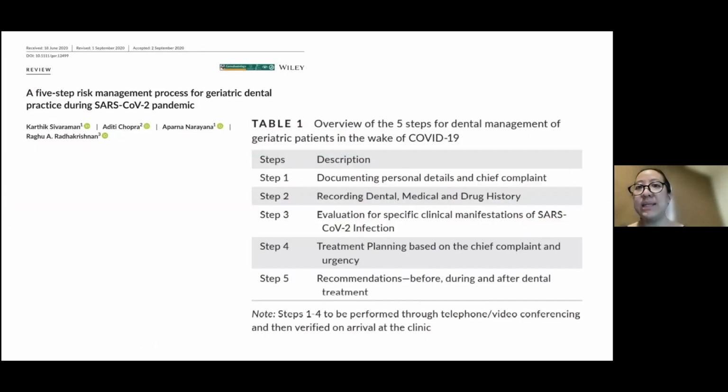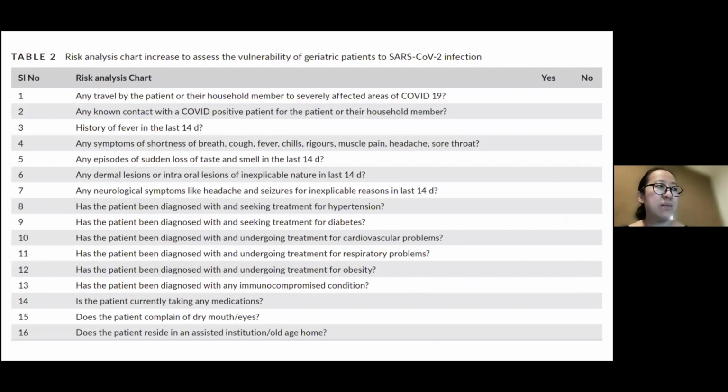Okay. And this is a paper published recently about what kind of information we can get beforehand, before we actually see the patient in person. It also assesses the risk, the vulnerability of the patient for getting COVID-19. So we can weigh the risk and the benefit of seeing the patient in person.